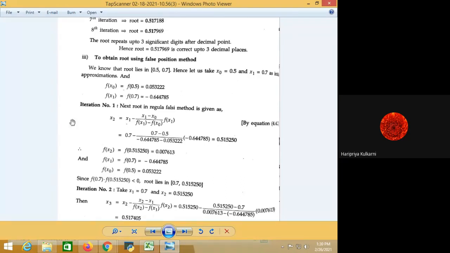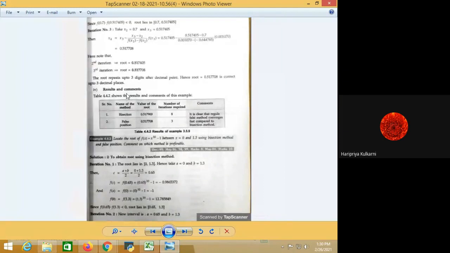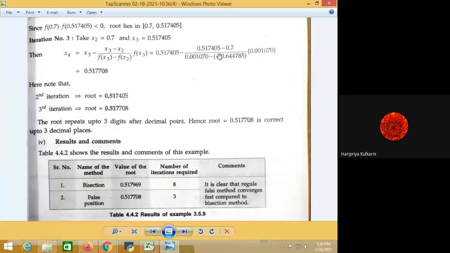Now we will find out f of x2. Here it is. If you see the product, this is positive, so surely we will move ahead with x1, x2, and you can find the value of x3. x3 we have calculated in iteration number 2. In a similar way, we will find x4 as well. Here is the x4 calculation. If we observe the second iteration and third iteration, we can see that it is repeating. So we can say that up to 3 decimal points, if we solve the same numerical with the false position or regula falsi method, we need only 3 iterations.